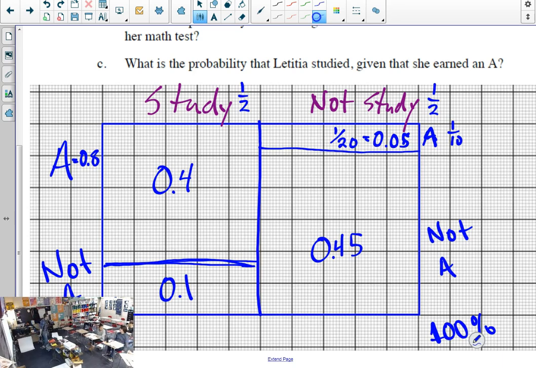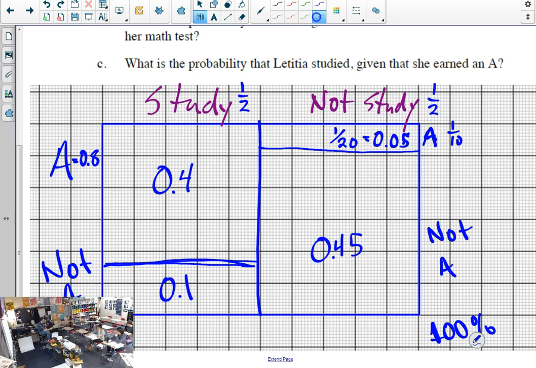Alright, so now let's say that she just wants to know what's the probability that she's going to get an A. 45%. How do you know? I added 40% and 5%. So that's an or, right? That's an A from studying or an A from not studying.